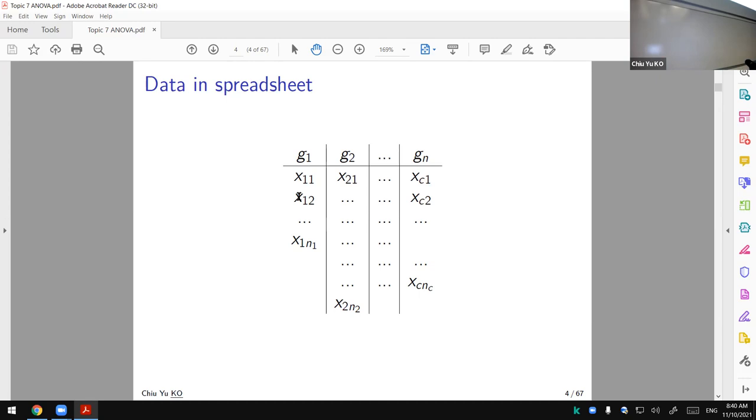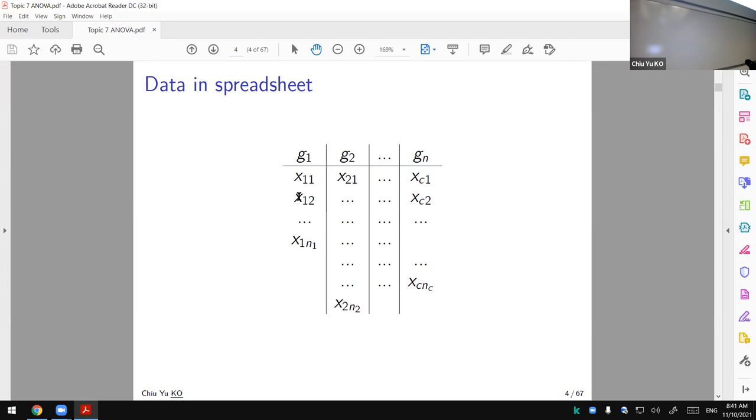Another example, you can imagine this kind of data, is earnings data, the income data by, say, major. Suppose G1 is the group of business school students, and G2 will be students from engineering, and so on and so forth. X11 may be how much a B school student earns, the first guy. X12 will be the second B school student, and so on. And G21 will be the first observation for an engineering student.